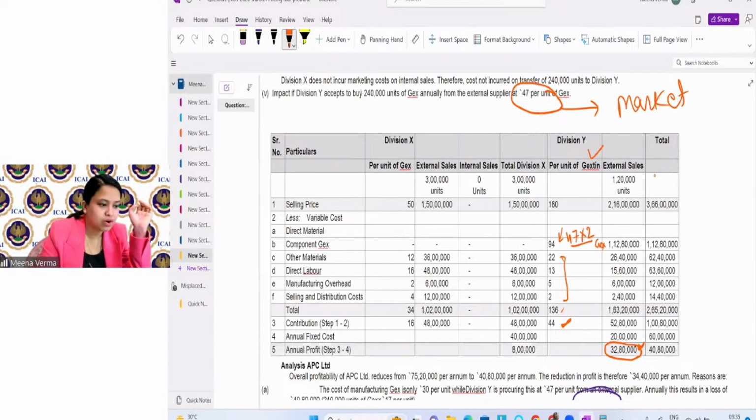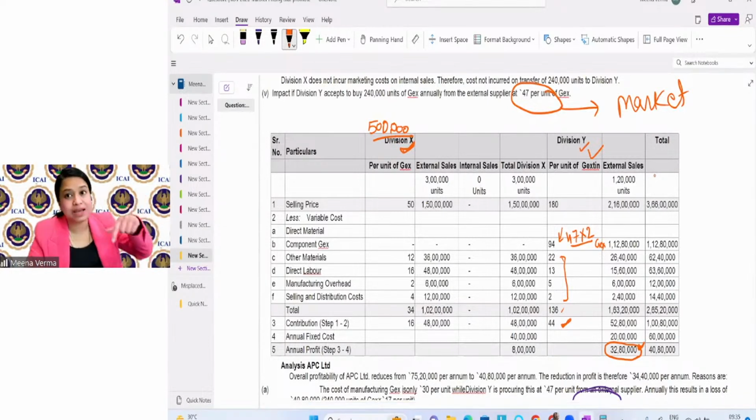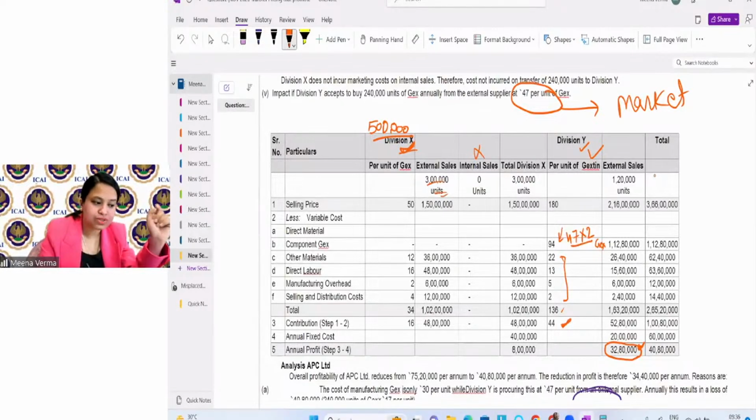Okay. And what will happen? Division X has the capacity to produce 5 lakh units. But right now, since division Y is buying outside, there will be no internal transfer. We will not produce those 2 lakh units here. So this division will only produce 3 lakh units, and they will sell them outside in the market.